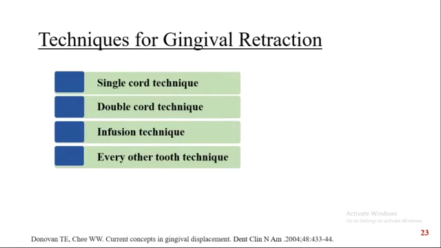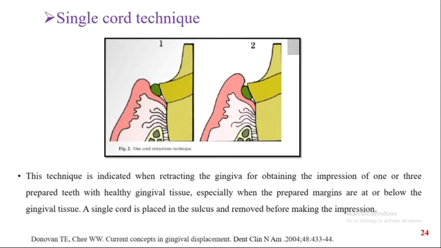Now, what are the techniques for gingival retraction? The techniques of gingival retraction are single cord technique, double cord technique, infusion technique, and every other tooth technique. Coming to the first, the single cord technique. The single cord technique is indicated when retracting the gingiva for obtaining an impression of 1 to 3 prepared teeth.